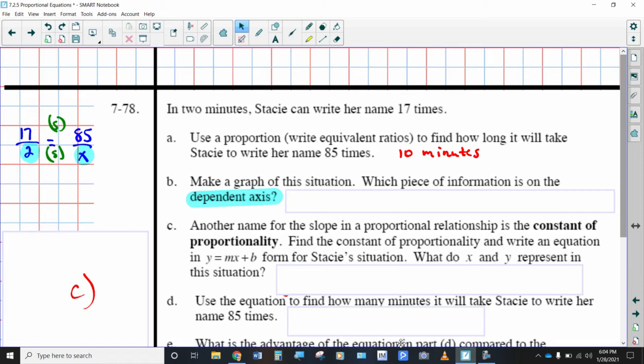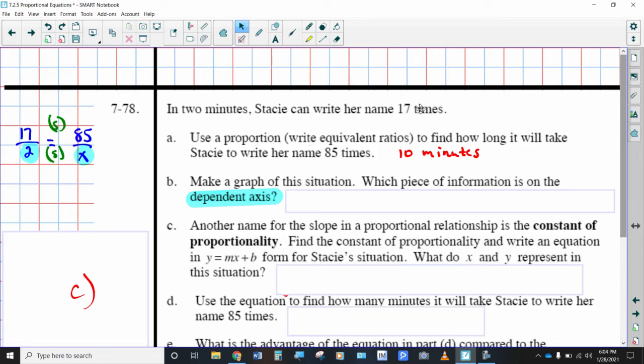How many times can she write her name in 10 minutes or in 2 minutes or per minute? So what we are controlling here is the time, and we're trying to see what effect that has on how many times she writes her name. Okay? Another way of saying it is this. How many times did she write her name? And your question then is, well, that depends on how long you gave her to write it.